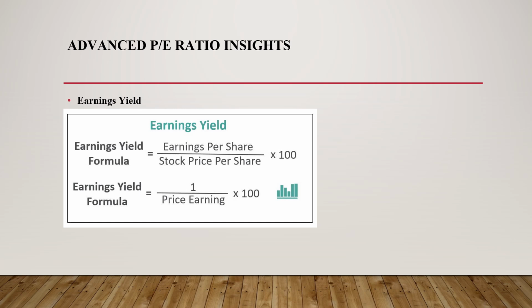Here are some advanced tips that most investors don't talk about. Let's flip the P/E ratio and you get the earnings yield, the E/P ratio. This is useful for comparing stocks to other investments like bonds. An earnings yield of 5% means a company earns 5 cents for every dollar invested.